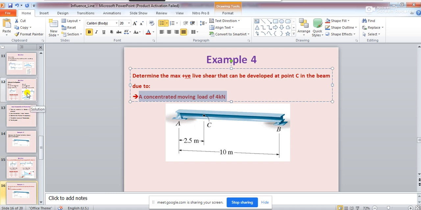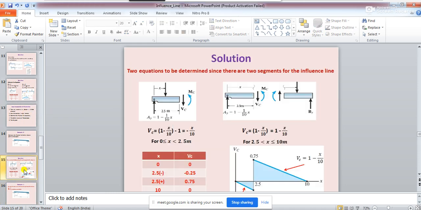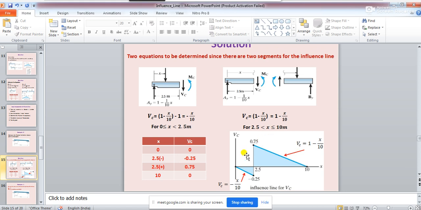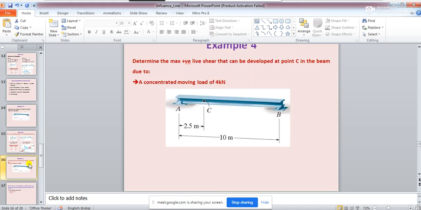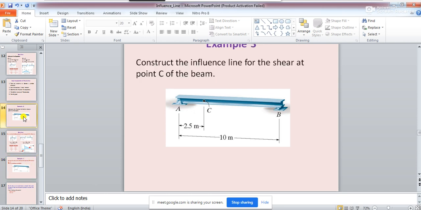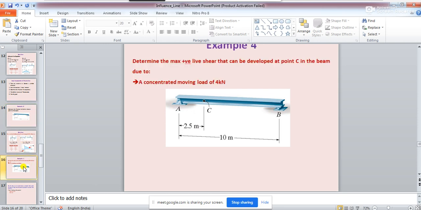The influence line diagram for shear force at C, which we have already solved. You see, this problem we have already solved, and for the influence line diagram for shear force at C we have got something like this, right? And when this load will be moving over this beam, at what position of the load will the value of the shear force become maximum?